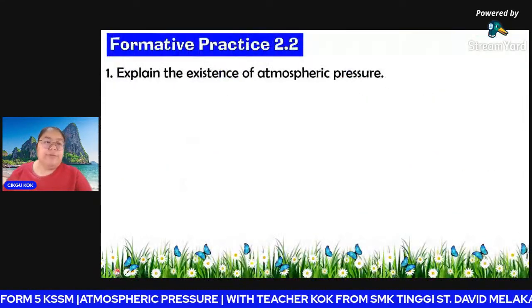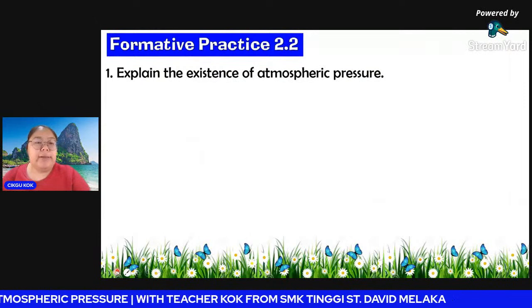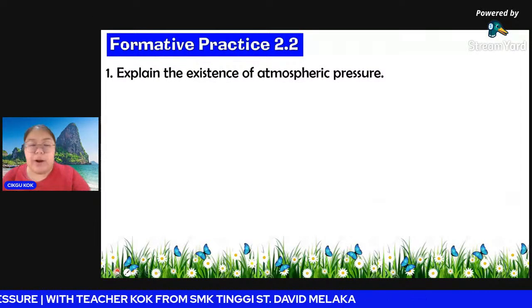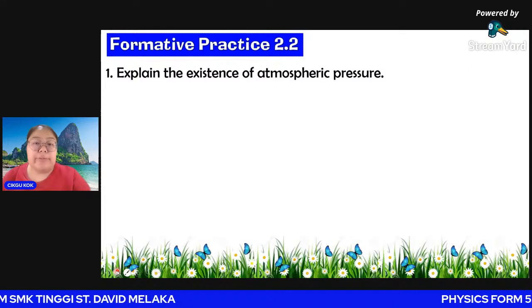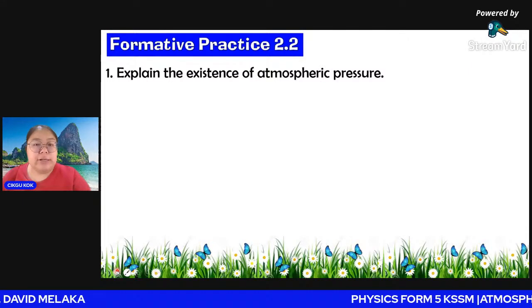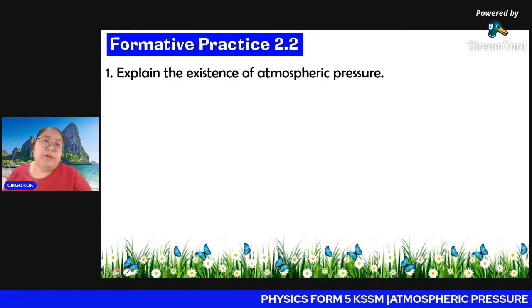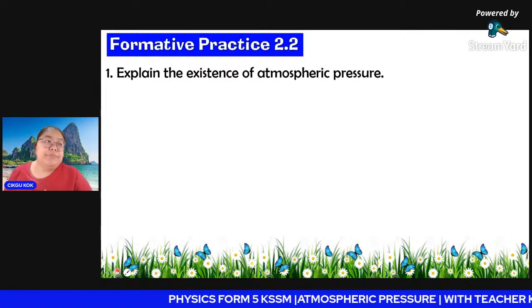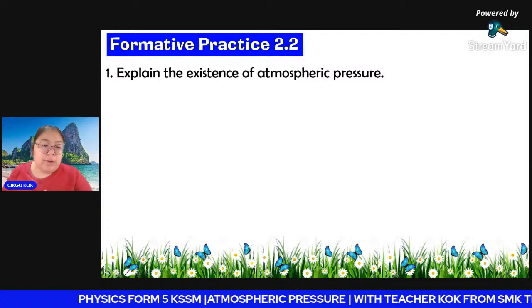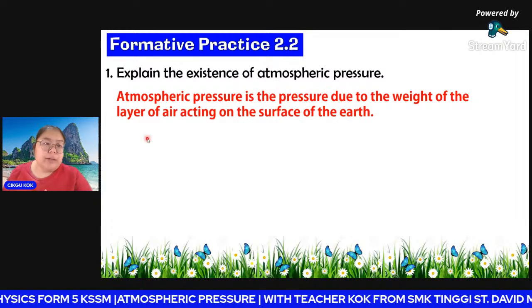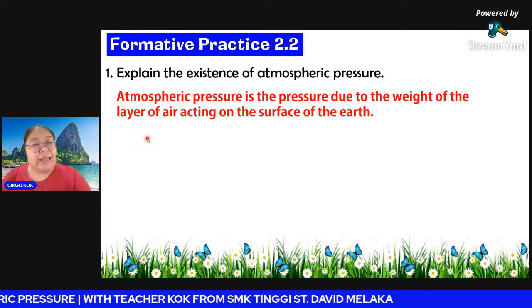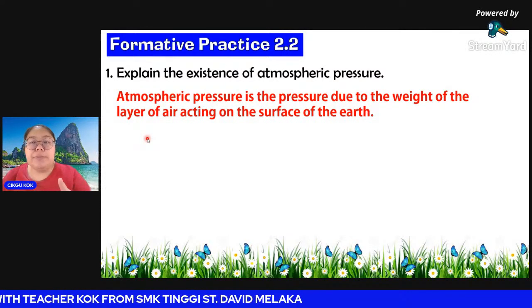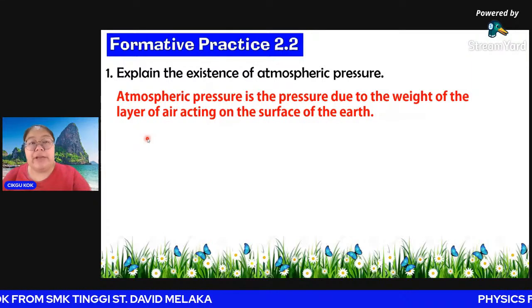Okay, let's see the first one. Explain the existence of atmospheric pressure means they want to explain what is the atmospheric pressure. So atmospheric pressure is the pressure acting by the air. Okay, now we go to explain. Atmospheric pressure is a pressure due to the weight of the air layer. Okay, pressure must be talking about pressure acting on a surface area, is it?